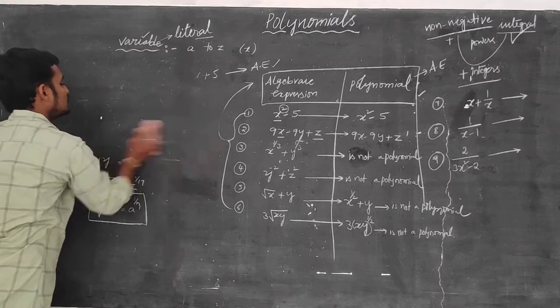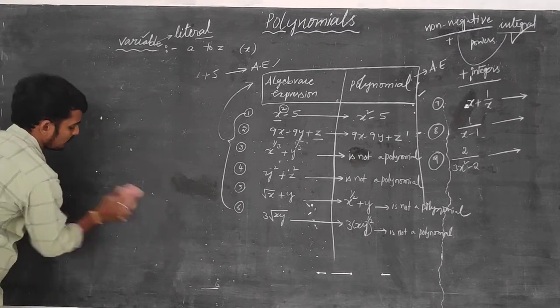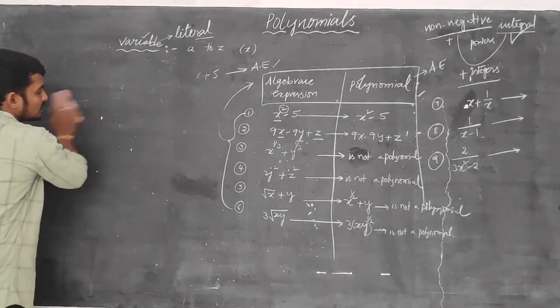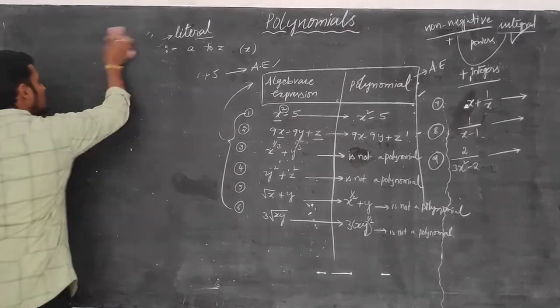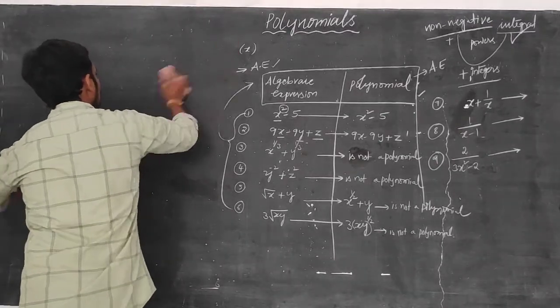So read the definition of the polynomial. Read the definition of the polynomial, and we have to decide, when we are seeing the given algebraic expression, whether it is a polynomial or not.